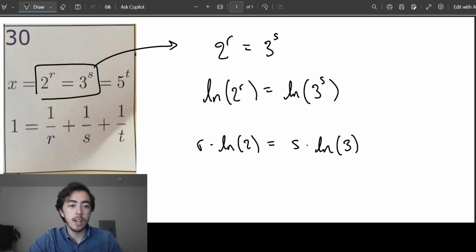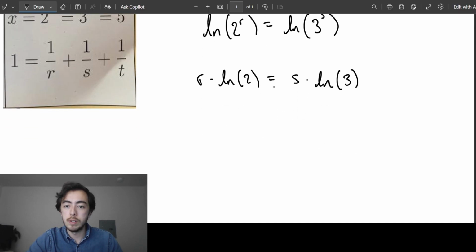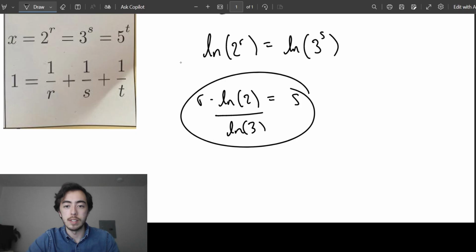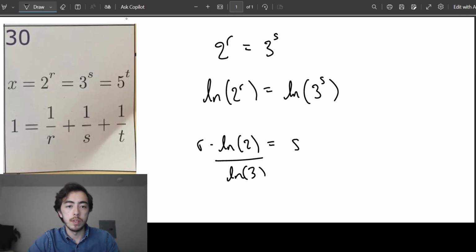And then in the end, I want to replace s. That's my goal, at least right now. And so I should isolate s. And I'll do that by dividing both sides by the natural log of 3. So now I have some kind of expression for just s, and it's going to be this. And I think I'll do the same thing with t.